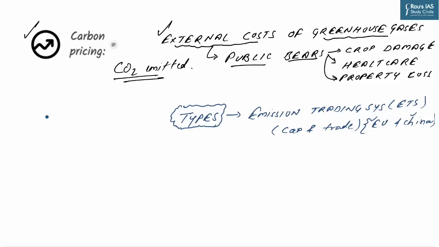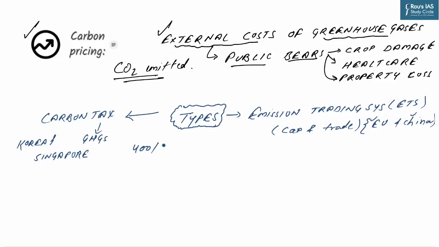Now another method is carbon tax. It places a price on carbon by imposing a tax on greenhouse gases, or more typically the carbon content of fossil fuel, as is the case with Korea and Singapore. Now for your understanding, the tax on coal in India is currently around 400 rupees per ton.